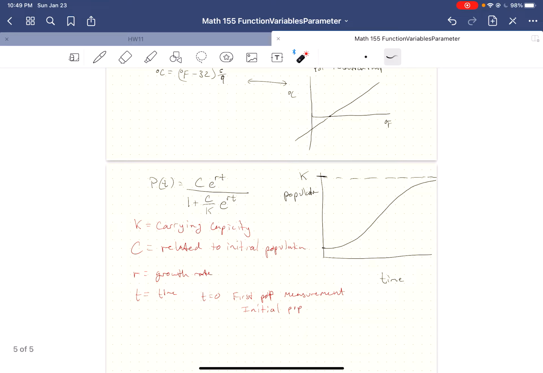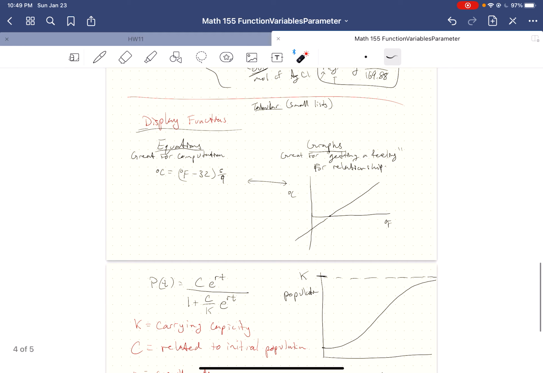However, if I were to say, hey, suppose time was measured in months, for example, then at 1 month, what's the population? That's very hard to do. I can't just read off this value. But here, I could plug in 1 for t, and I can get you an exact value. Again, I'm imagining I know what c is and I know what k is. So that's what I mean by equations are great for computation, graphs are great for getting a feeling for something.